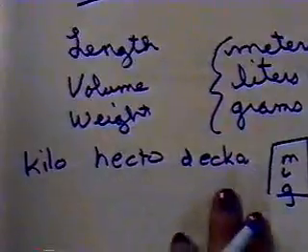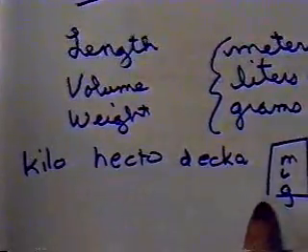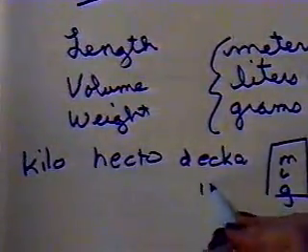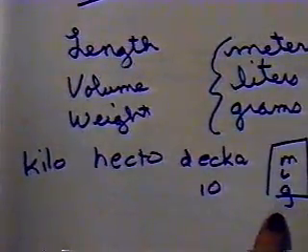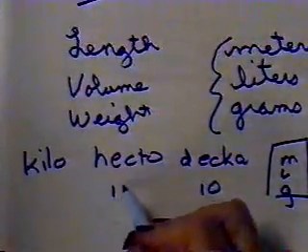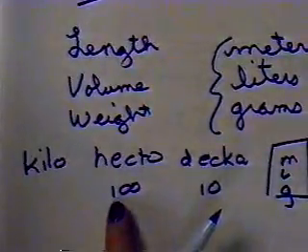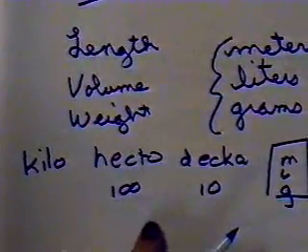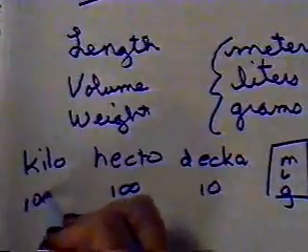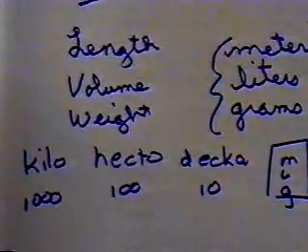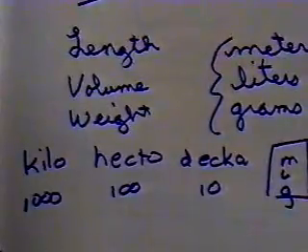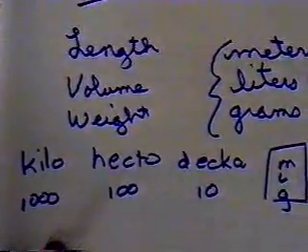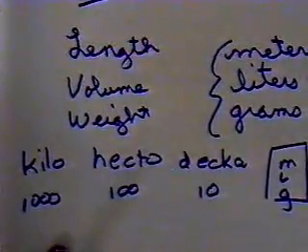These prefixes here, deca means 10. So if I said decaliter, that's 10 liters. Hecto means 100. So a hectogram would be 100 grams. Kilo is 1,000. A kilometer is 1,000 meters. Now these are when we're measuring larger distances or larger weights.